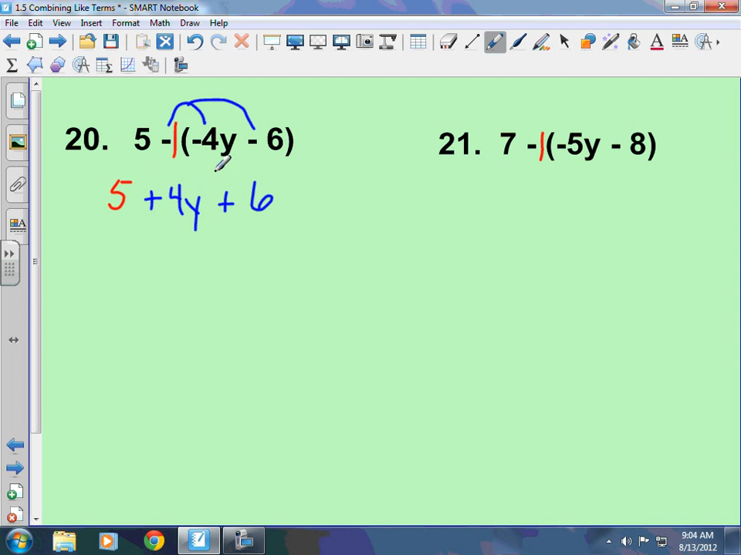So if you brought this negative sign down or this negative sign down, you'll have the wrong answer. You cannot do that. You have to do the math and then put the proper sign to the left of the number. 5 plus 6 is 11, and then I bring down my plus 4y. I didn't just bring this plus sign down. The 4 is positive, so I have to tell you the 4 is positive here.